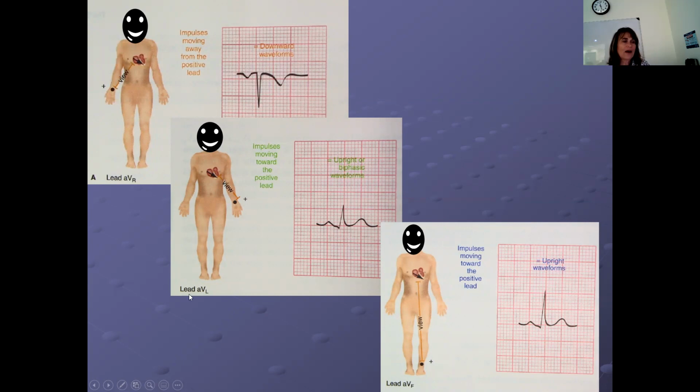And then for AVL, augmented V lead left arm, that's viewing the lateral wall of the left ventricle. It's going to have an upward deflection because the heart depolarizes toward the left. So it shows an upward deflection on the EKG. And then the augmented V lead on the left foot is viewing the bottom or the inferior wall of the heart. Heart depolarizes towards it, so you see an upward deflection.